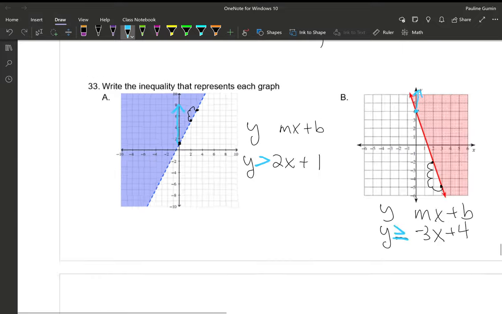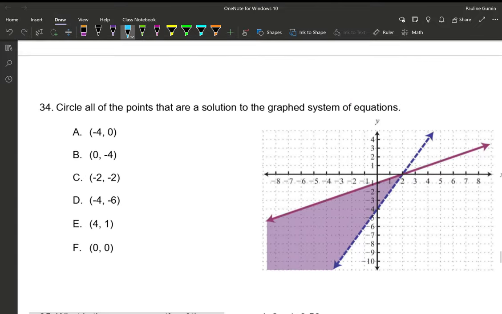Okay, let's continue. 34, circle all the points that are solutions to the graph system of equations. Letter A, negative 4, 0. Let's find that point. Negative 4, 0 is right here. Okay, that doesn't exist. 0, negative 4. Ooh, that lands on the dotted line, but remember, dotted lines do not have "or equal to," so we can't count that.